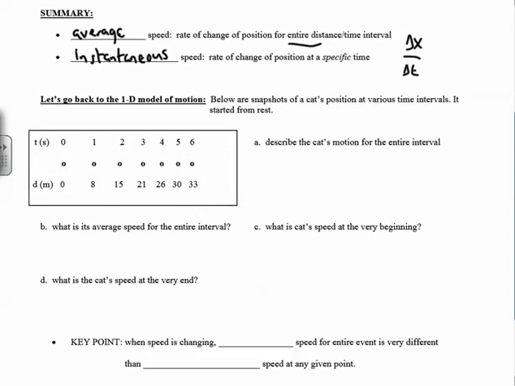Let's take a look at 1D motion once again, a little bit more complex than the one we referred to last page. Suppose we have a cat doing something or another, and we can take snapshots of where it is at various times, from time 0 to time 6. Instead of D, let's call that x in meters. It says the cat started from rest; we're going to cross that out, that's not true here. You're asked to describe the motion for the entire interval based on what you see before you. Take a second or two and form an answer for that.